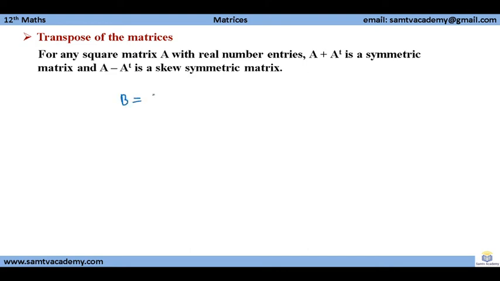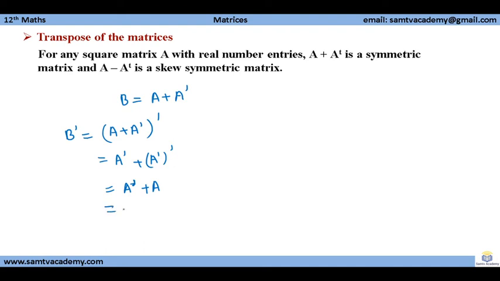So we will write B is equal to A plus A transpose. Now, what is B transpose here? B transpose is equal to A plus A transpose whole transpose. As we know from properties, it will become A transpose plus A transpose whole transpose, which is equal to A transpose plus A. So we can write it like this, A plus A transpose, that is equal to B. So B is equal to B transpose. It is satisfying the property of a symmetric matrix. This is a symmetric matrix.